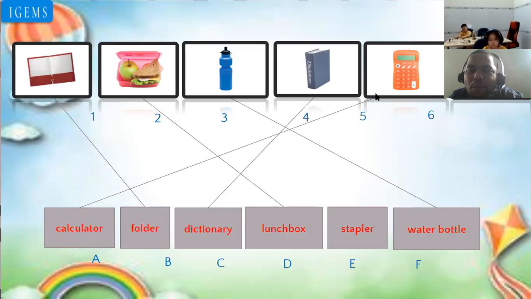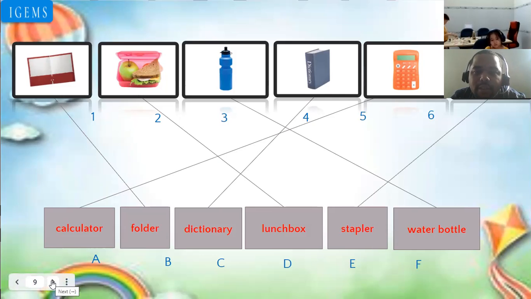As I told you before, number 5 is calculator. And what about number 6? Number 6. Stapler. A stapler. That is correct. Okay. So let's continue.